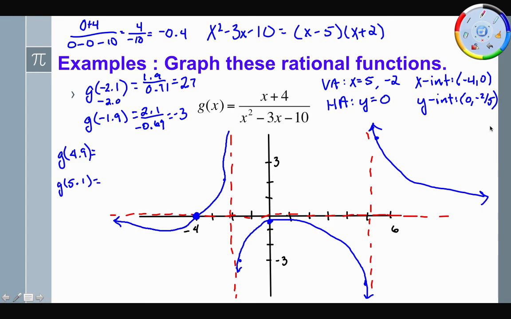All right, so most of these are not going to be great, accurate graphs. They're going to be very rough estimates. But what we really need to do is pay attention to all of the parts as we're graphing it.